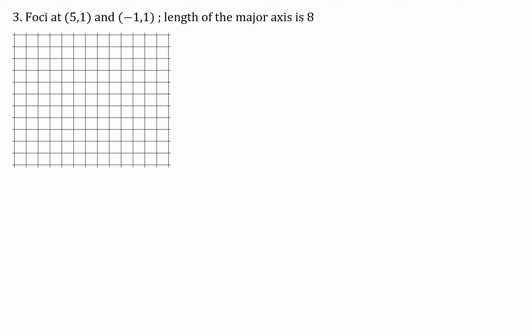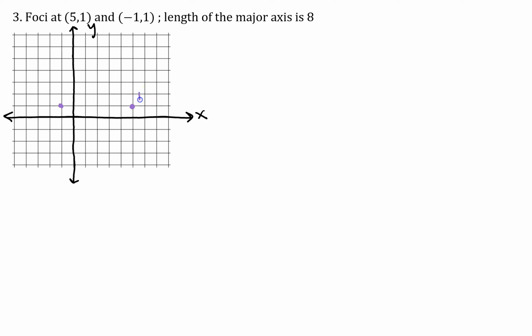In example 3, we were given that the foci are at the points (5, 1) and (-1, 1), and that the length of the major axis is 8. So I'm going to go ahead and plot the two foci, and then we will see what we can determine from there. I'm going to go by ones on my x and y axis. So we have one focus at the point (5, 1) right there, and another focus at the point (-1, 1) right here.